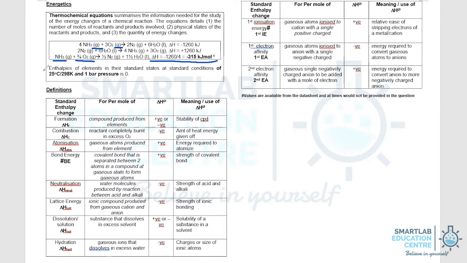The basis of all the enthalpy values sits on the fact that the enthalpies of elements in their standard states, which is at 298 Kelvin and 1 bar, is 0. It means that the enthalpy of oxygen gas, O2 gas, N2 gas, Cl2 gas, I2 solid are all zeros. Let us now run through the 11 enthalpy changes that you need to know.